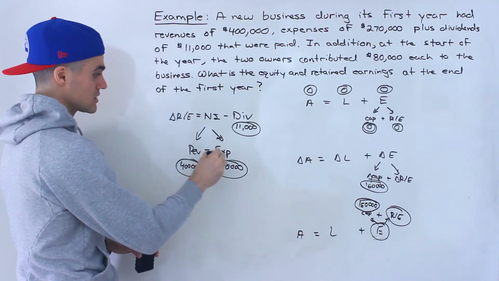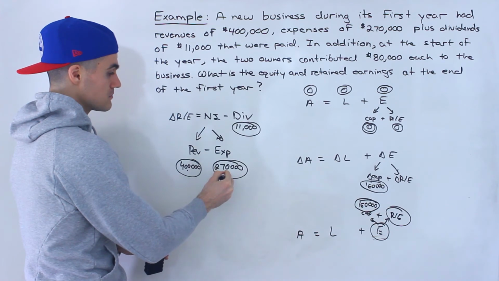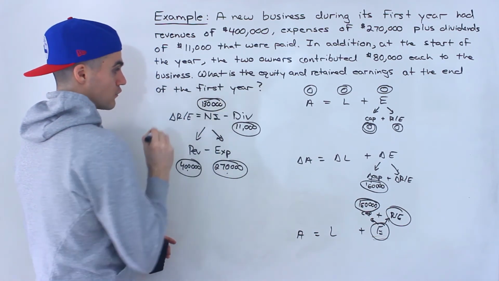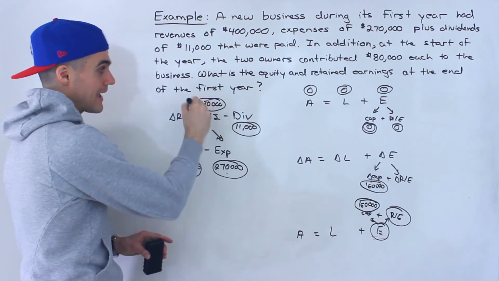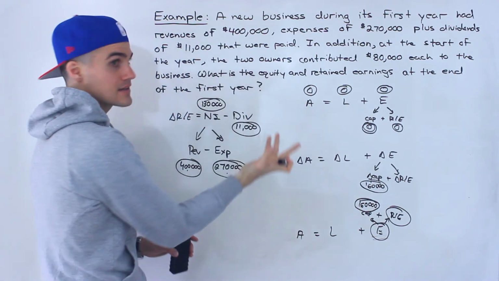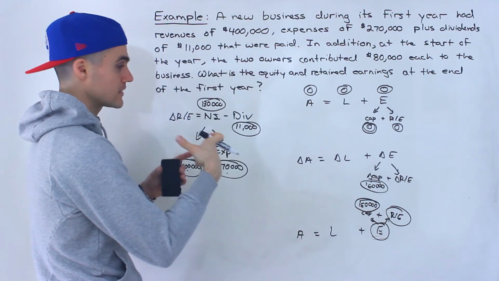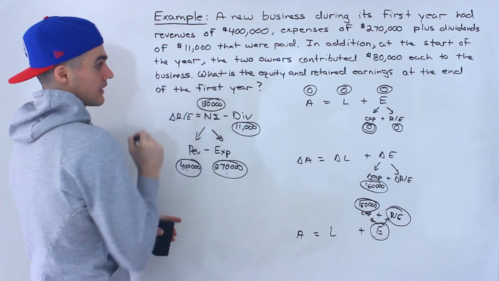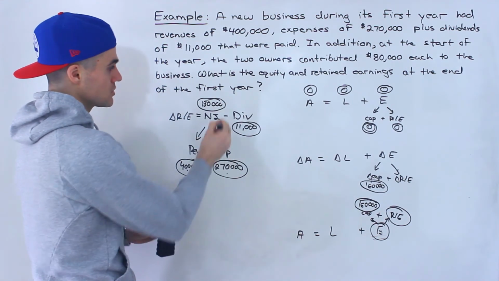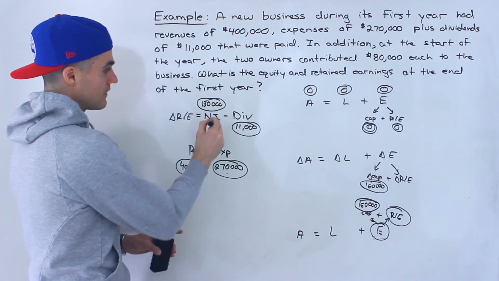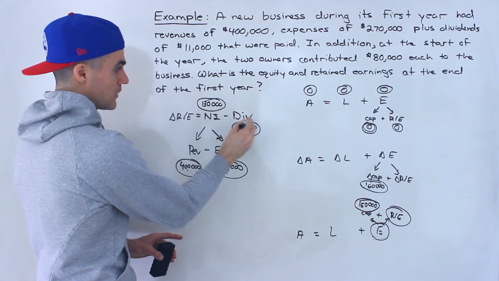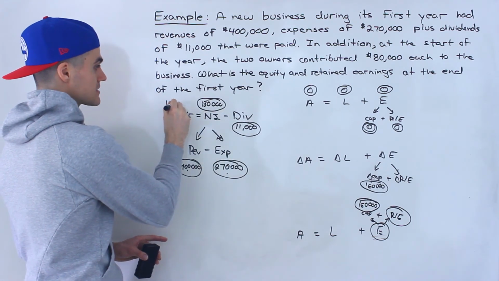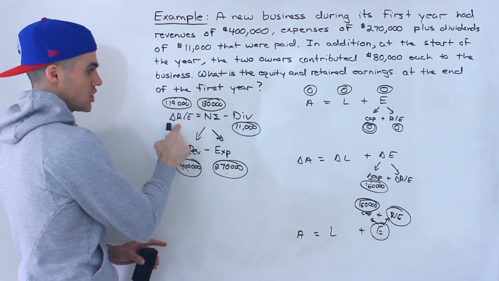So notice we're given revenues and expenses, 400,000 minus 270,000, that gives us 130,000 for the net income. And this question could have easily asked, what is the net income? Or what is the profit? What is the earnings? You may see different words being used for net income. And that would be the answer, 130,000. They didn't ask for it in this question, but they can ask for it. And then notice that we have the net income and we have the dividends. So net income minus dividends gives us 119,000, which is the change in retained earnings.